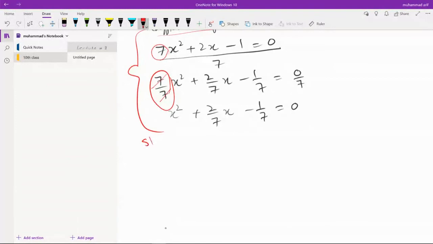Step number 2. In step number 2, we just shift the constant to the right hand side. Shift the constant term to the right hand side. What is the constant term? Yes, 1 by 7.